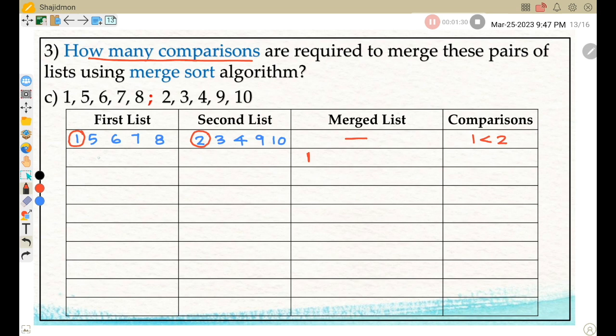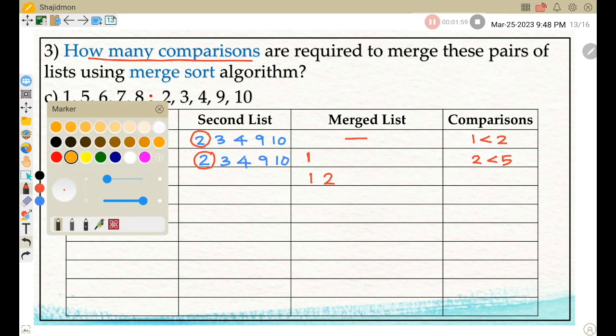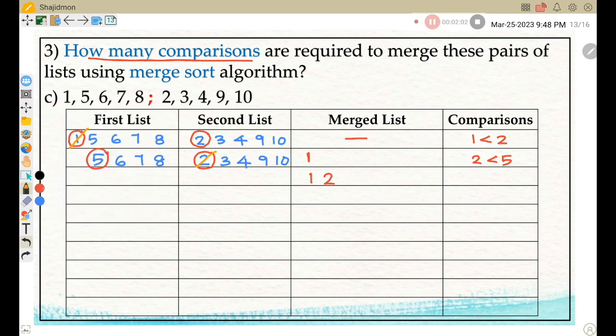Okay. Now we can write the balance here: 5, 6, 7, 8 and here 2, 3, 4, 9 and 10. Correct. Only one number we finished. Now again we are going to the comparison, here 5 and here 2, first numbers. So we can write 2 less than 5, correct. So 1 together with 2 will come to the merged list: 1, 2. So number 2 is now done. Write the remaining numbers here: 5, 6, 7 and 8, here 3, 4, 9 and 10, correct.